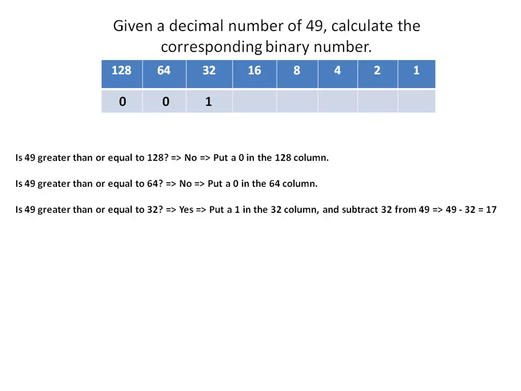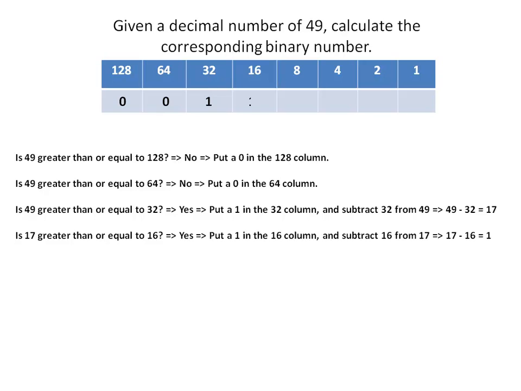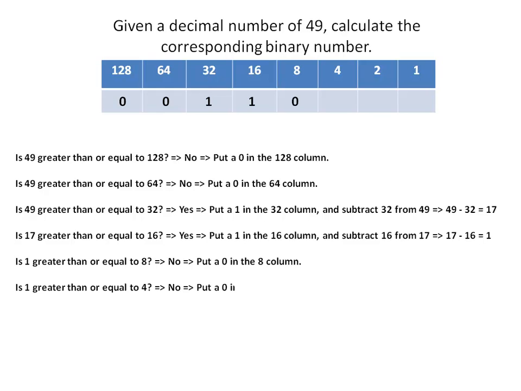Calculate the remainder. We're subtracting 32 from 49. That's going to give us a remainder of 17, which means we're going to ask, is 17 greater than or equal to 16? Yes, it is. We put a 1 in the 16 column. We see what's left. We subtract that 16 from 17, giving us a remainder of 1. And we say, is 1 greater than or equal to 8? No, it's not. We put a 0 in the 8 column. 1 is also not greater than or equal to 4, so a 0 goes in the 4 column. Is 1 greater than or equal to a 2? No. Let's put a 0 in the 2 column.